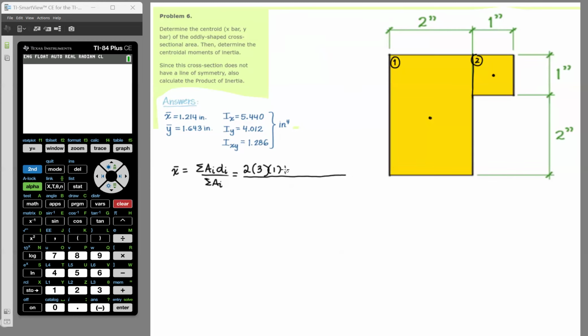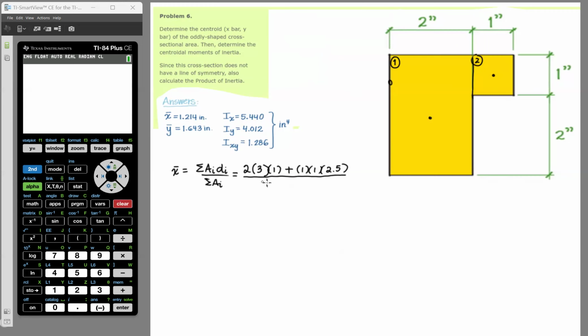Next term, area 2 is a 1 by 1. And its distance, we start over here and measure this way. That's equal to 2.5. Okay, so 2 times 3 and 1, 1 and 1 and 2.5.